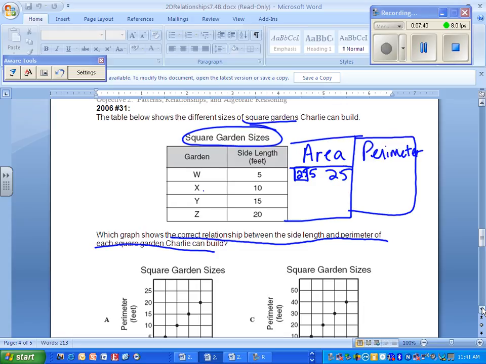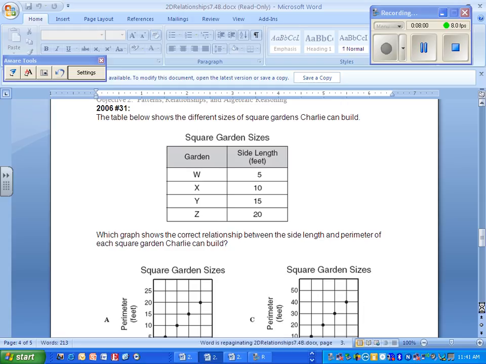So when my side length is 5, what's the perimeter of it? It's 5, 5, 5, and 5. So the perimeter is 20. When the side length is 10, then it's 10, 20, 30, 40. My perimeter is 40. When the side length is 15, where'd it go? Oh, it just disappeared on me. All right.